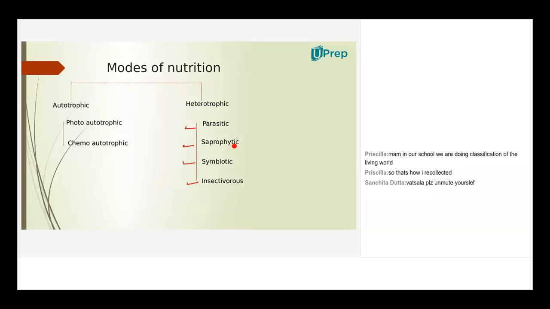Who will be able to take me through these four? Ma'am, can I? Yeah, please do. Ma'am, parasitic means that these plants live on other organisms' nutrition. Then saprophytic, they live on dead plants and animals. Very good. And symbiotic, they are friendly towards the host, like lichen, algae and fungus, they share with each other. And insectivorous plants derive their nutrition from insects. Very good.